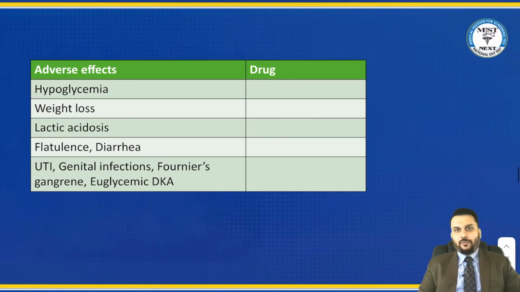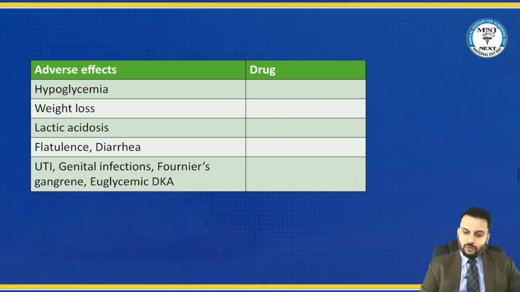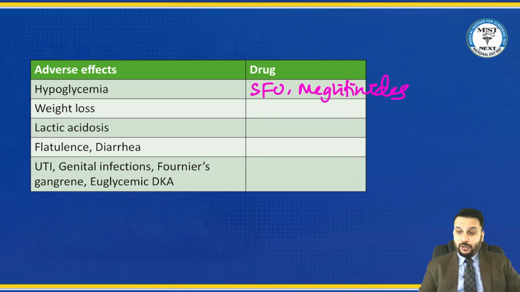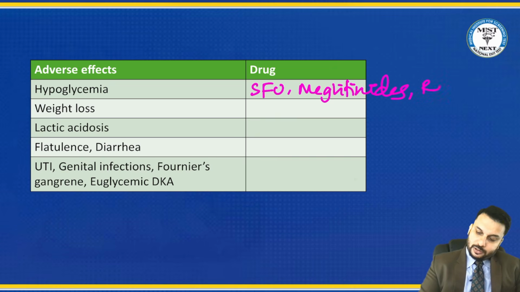Once again, as a recap, just now I told you hypoglycemia, it is by the drugs called sulfonylureas, meglitinides, and remember the insulin, rapid insulins can also do that. Rapid insulin.